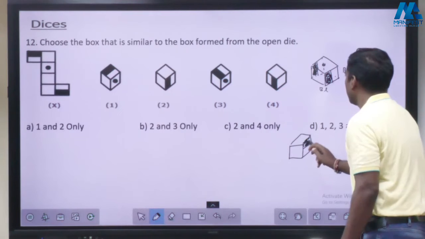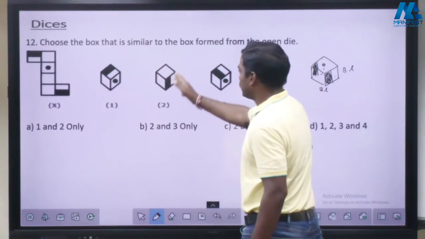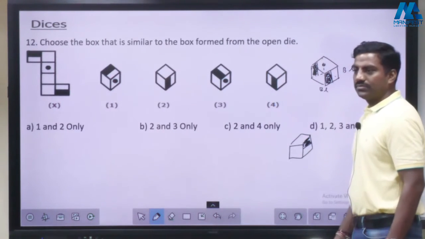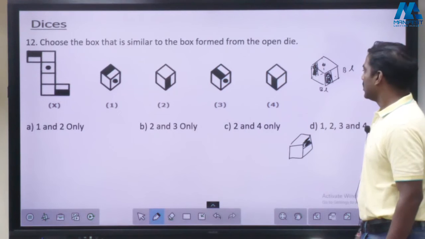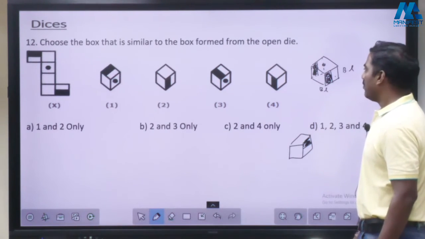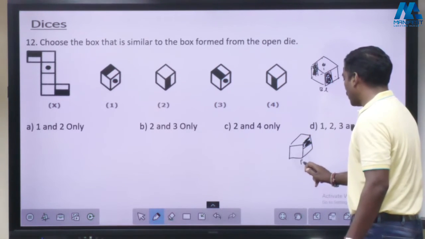The strip should be like this. But see, in this case, it is vertical. Where has the dot gone? The dot has gone to the back side. Here this is blank, and here one more blank is there.